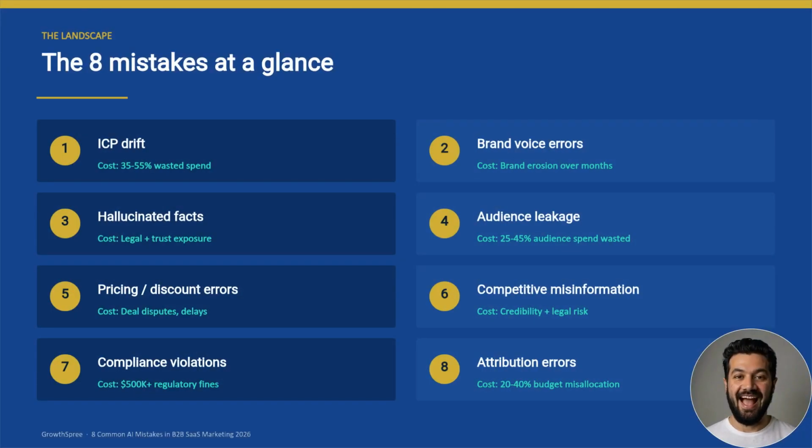So here are the 8, ranked by cost: ICP drift, brand voice errors, hallucinated facts, audience leakage, pricing errors, competitive misinformation, compliance violations, attribution errors. ICP drift and hallucinated facts do the most damage. Let's take the top 4.